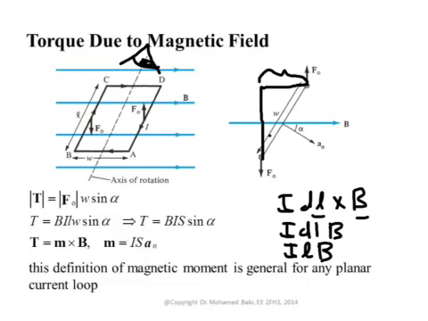So now from this slide we got a couple of very important things. First, the definition of the torque affecting a loop is nothing but M cross B, where M is the magnetic moment and B is the external magnetic field. Magnetic moment for a loop is nothing but the product of the current by the area of the loop, and it's pointing normal to the loop.